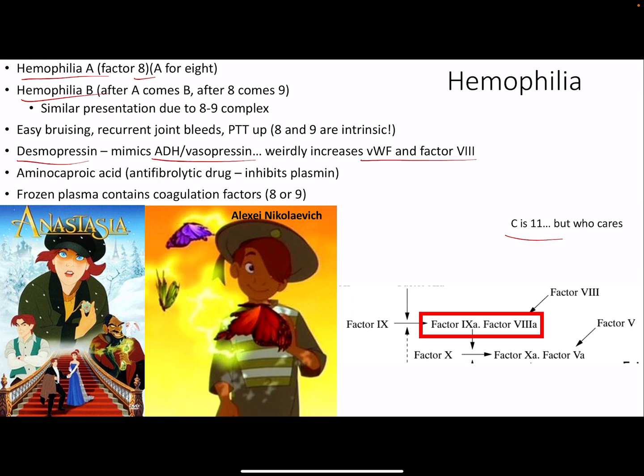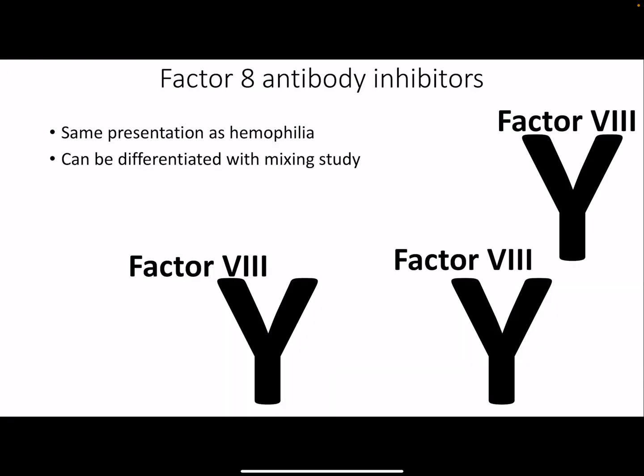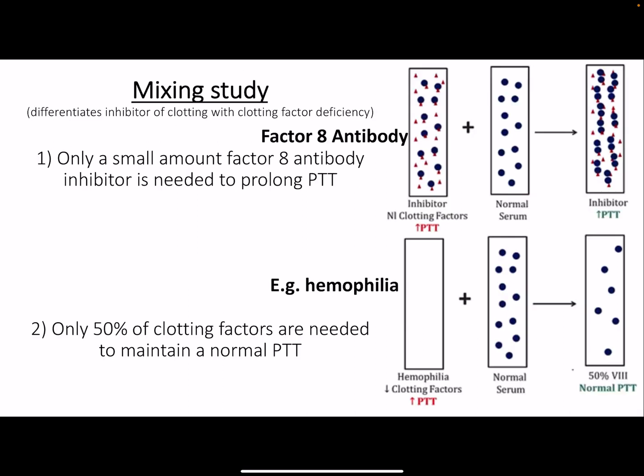We can also go ahead and just plug in frozen plasma containing factors. So frozen plasma has lots of coagulation factors, not just 8 and 9, but this would help for both hemophilia A and hemophilia B. So there's the difference between a deficiency of factor 8 and a factor 8 antibody, which people occasionally can develop. So how would we differentiate this, right? Somebody walks in and they have all of these joint bleeds.